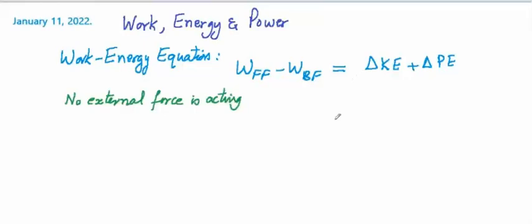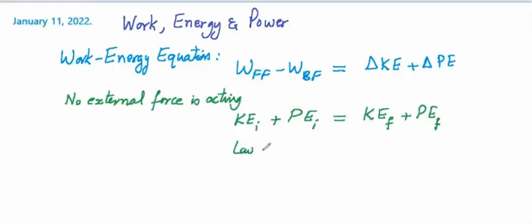So the equation takes this form: initial kinetic energy plus initial potential energy is equal to final kinetic energy plus final potential energy. So the initial sum of the energies is equal to the final sum of the energies, like energy is conserved. This is called the law of conservation of energy.